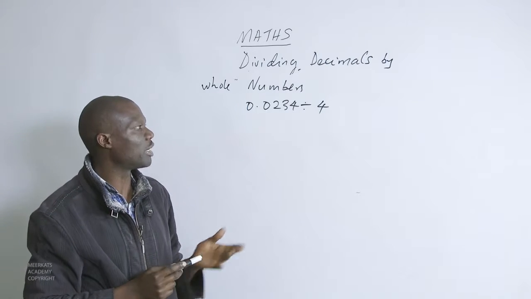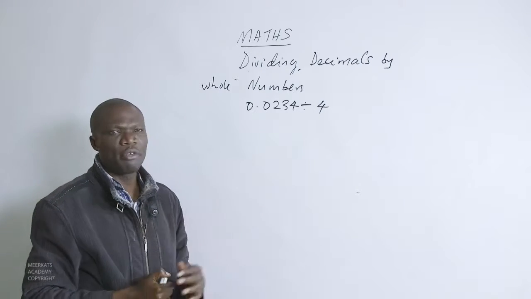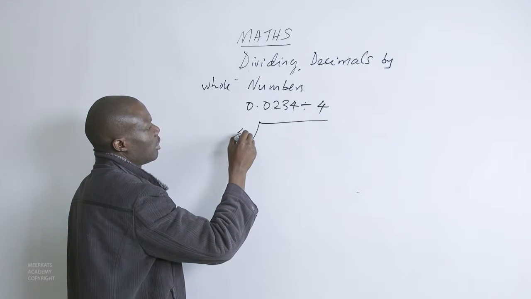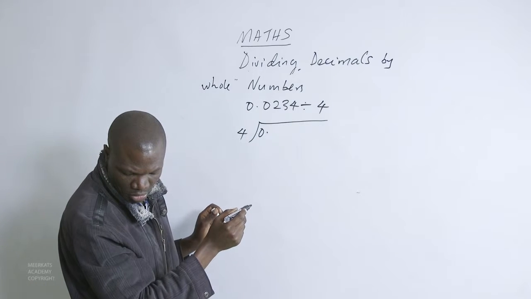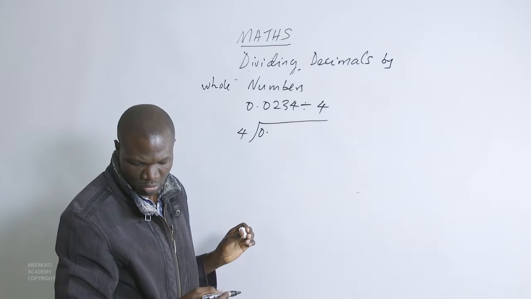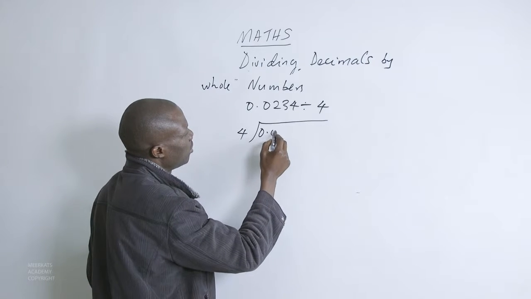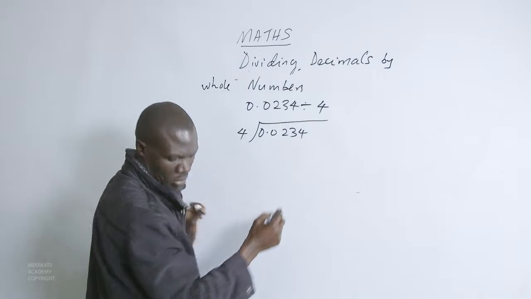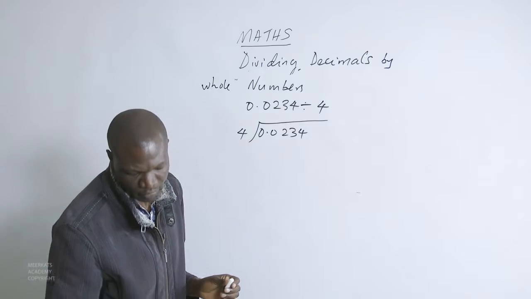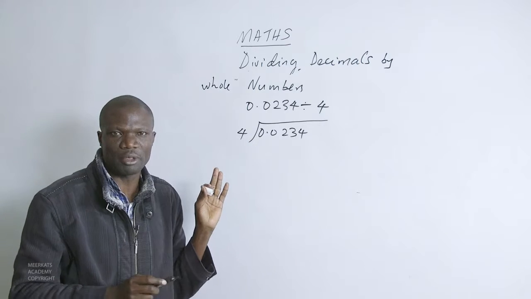0.0234 divided by 4. Again, in this situation, we have 4, a whole number, and the rest we have is simply a decimal. So 0.0234 is what we have. So as we start our division, we start from the first point.